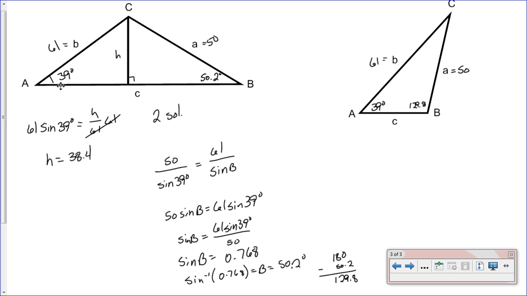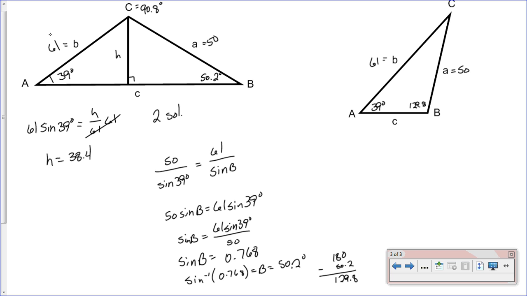Well, again, we have two of the measures here. We know A is 39. We know B is 50.2, so simply 180 minus the sum of those two gives us angle C as 90.8 degrees. So as you can see, this one is almost a right triangle. It's less than 1 degree away from being a right triangle. So now let's just find side C like we found the rest of them.